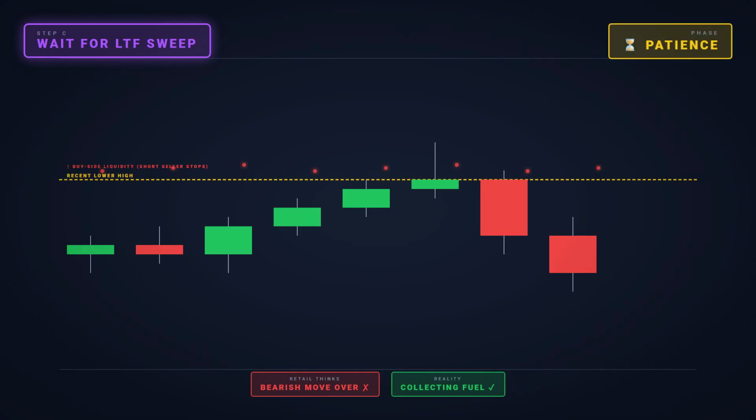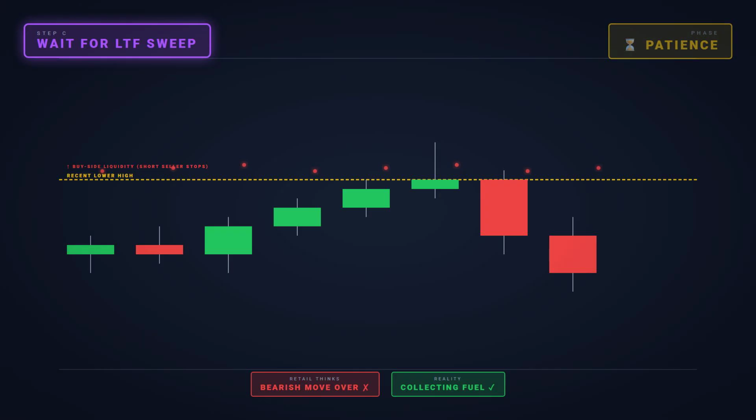This is the patience phase. Price is doing something that looks wrong if you're not watching the HTF context. It's pushing up. Retail traders see that and think the bearish move is over. What's actually happening is that price is reaching for the orders above the recent high, the stops of short sellers who entered too early, collecting them and setting up the next leg down.